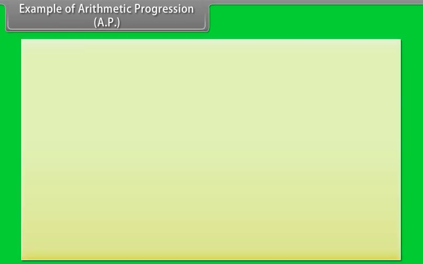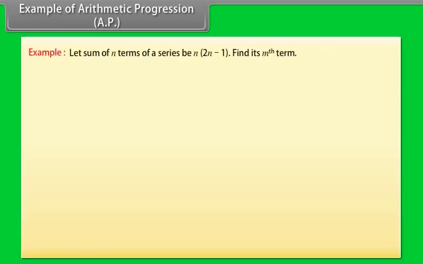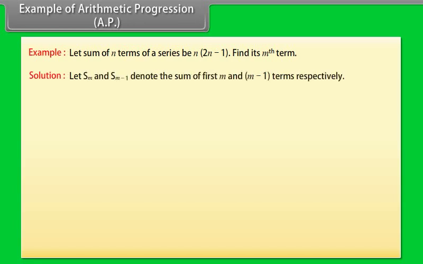Example of arithmetic progression, AP. Example: let the sum of n terms of a series be n into 2n minus 1. Find its mth term. Solution: let Sm and Sm minus 1 denote the sum of the first m and m minus 1 terms respectively. Sm is equal to T1 plus T2 plus T3 up to Tm minus 1 plus Tm.